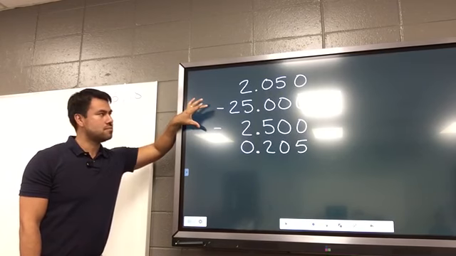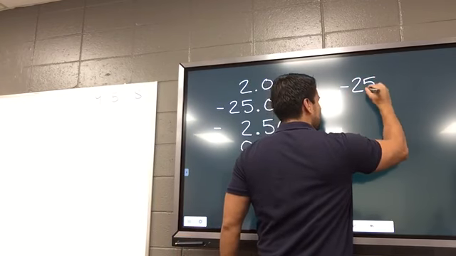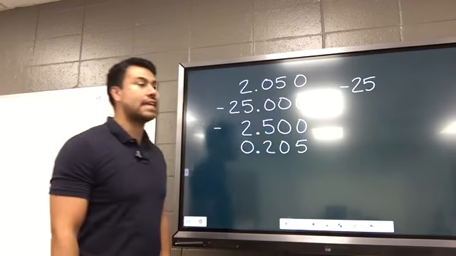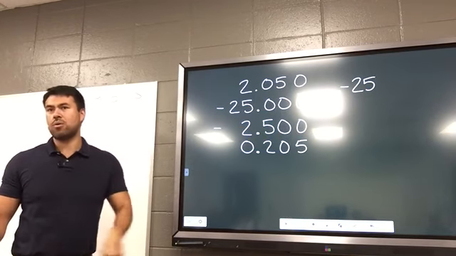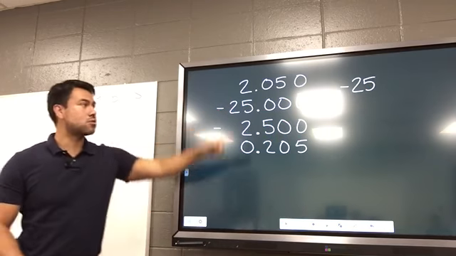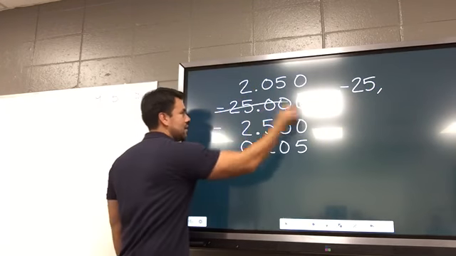Drew? Negative 25. Now, when I write my answer, I write it the way they gave it to me. So, did they give me negative 25.000 or 0.000? No, they gave me negative 25. That's how I write it. That's my first number. All right, that one's done.